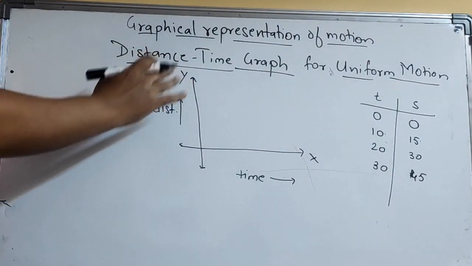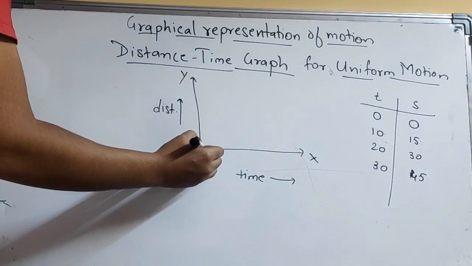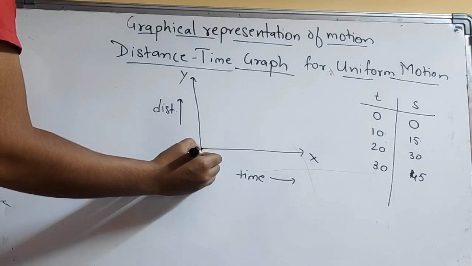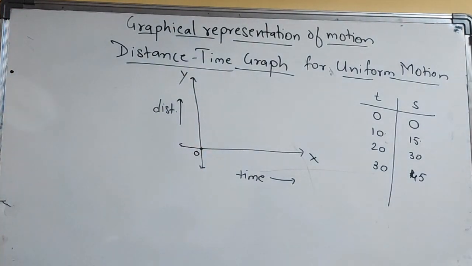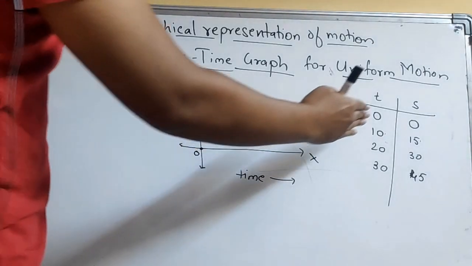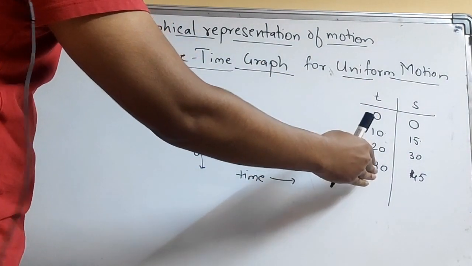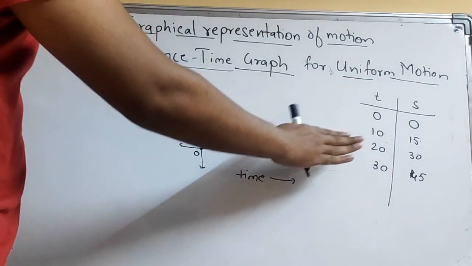While drawing the graph, this point of intersection is always 0. This is called the origin. Now time is represented on the x-axis. So all these points will come on the x-axis.